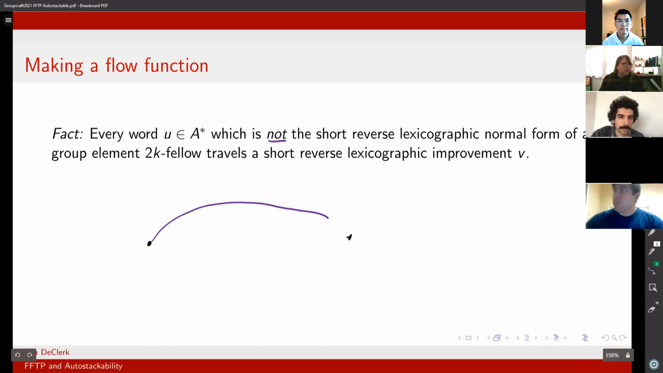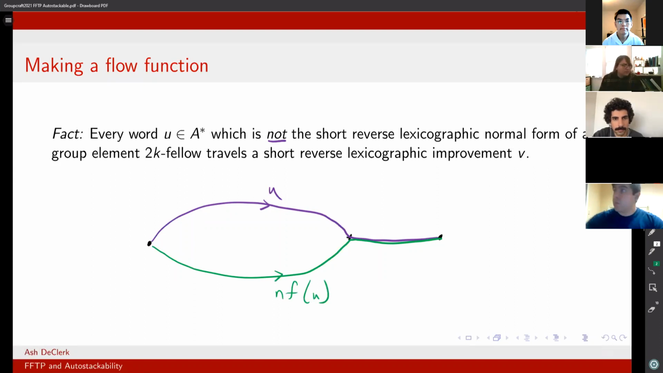So we've got some word u, which I'm going to do in purple. We've got the normal form of u in green. And they might share a common tail, but because u is not the short reverse lex normal form, we know that there's going to be some difference. And we're going to look at the last edge along that difference.